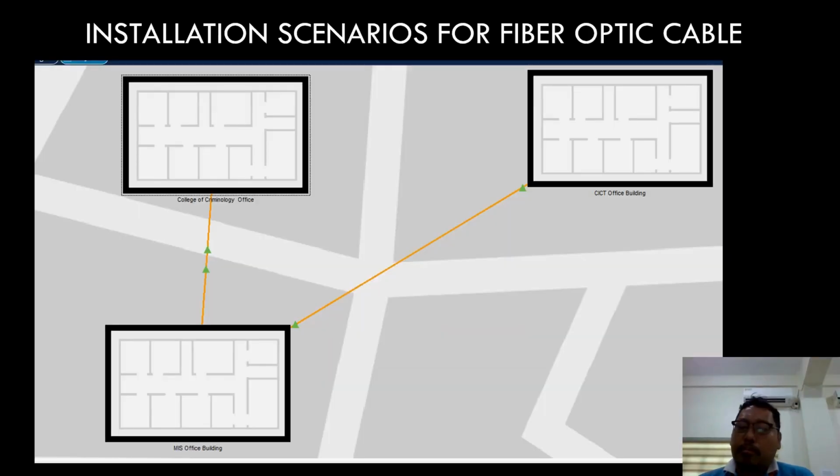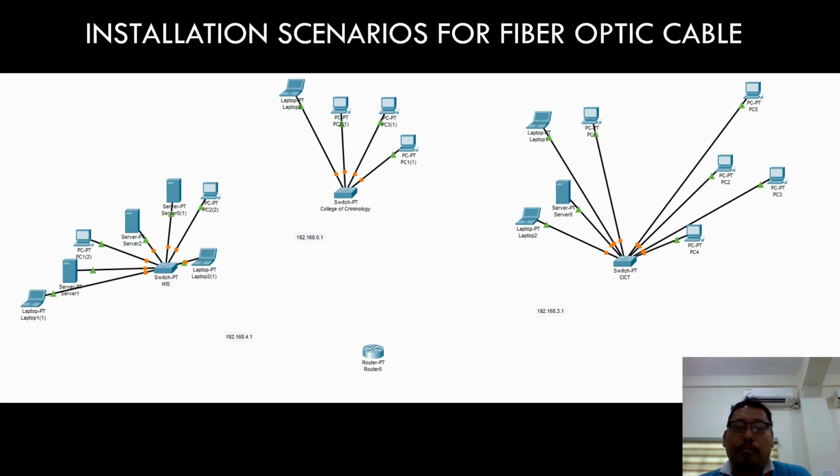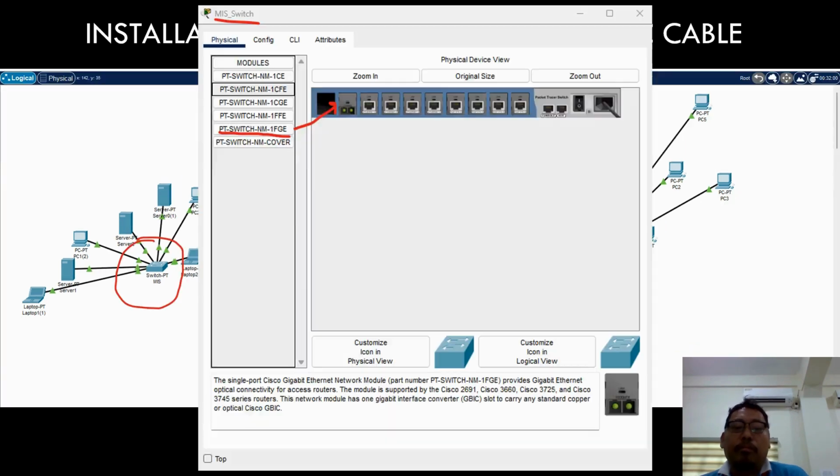So let's have an example scenario here. We're going to have a backbone connection for the NUST campus. We have here the central office, the MIS office, where the router is located. We're going to connect the College of Criminology and CICT in that building. And this is what the logical layout looks like: here's the MIS, the College of Criminology, and the CICT. The MIS has the router, and these two are also going to connect to that router.